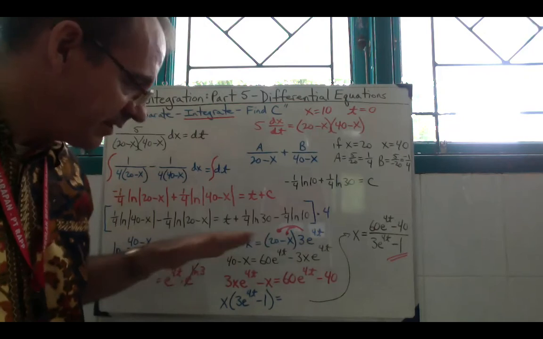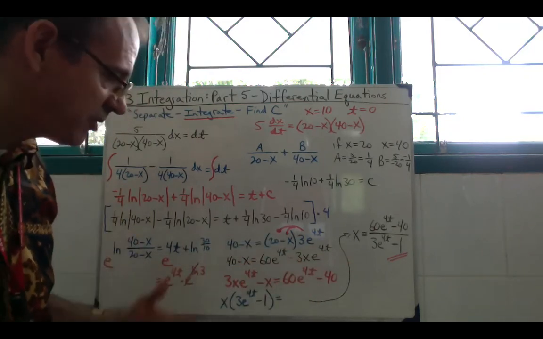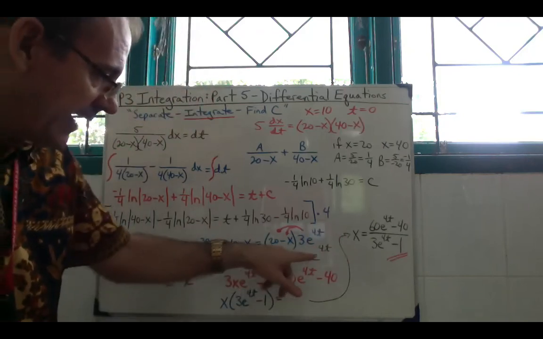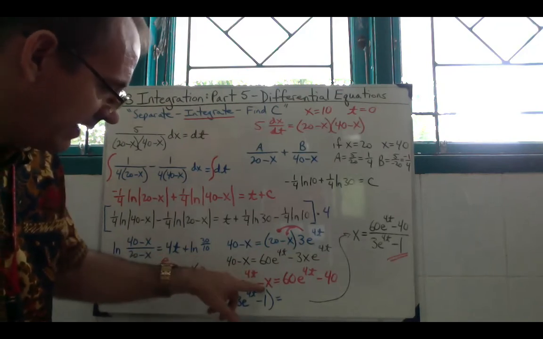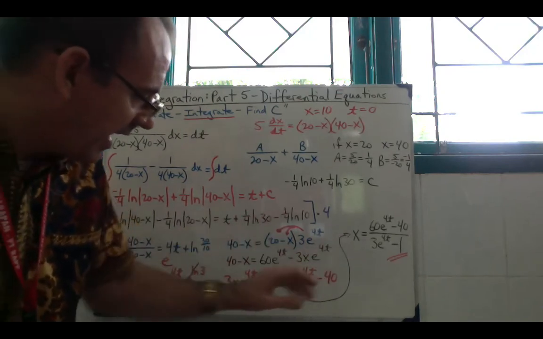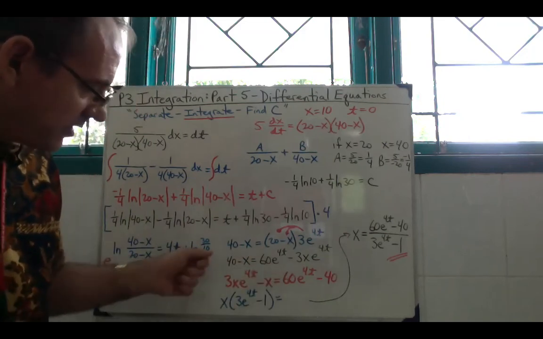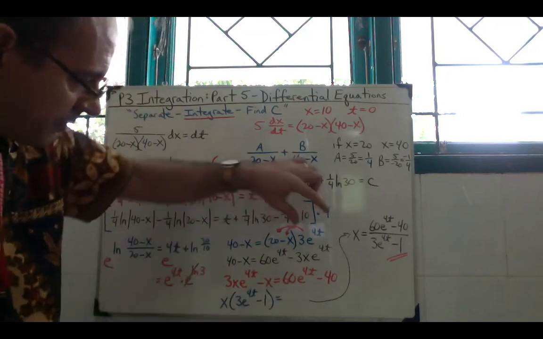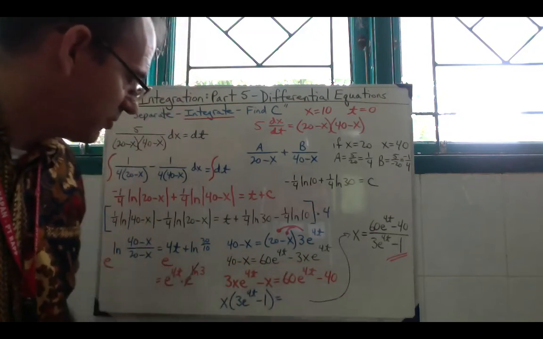Now that we have everything in separate terms, we want all the x terms on one side and the non-x terms on the other. So we're going to add this 3xe^(4t) over here. We're going to keep the minus x. On the non-x side, we're going to keep the 60e^(4t), and we're going to subtract this 40 from this side over to that side. So the x terms go together, the non-x terms go together.